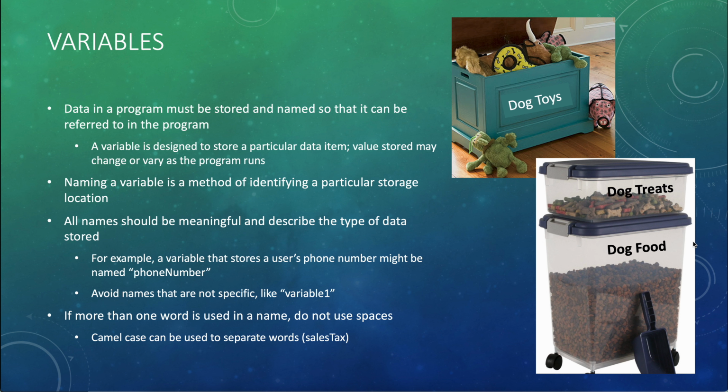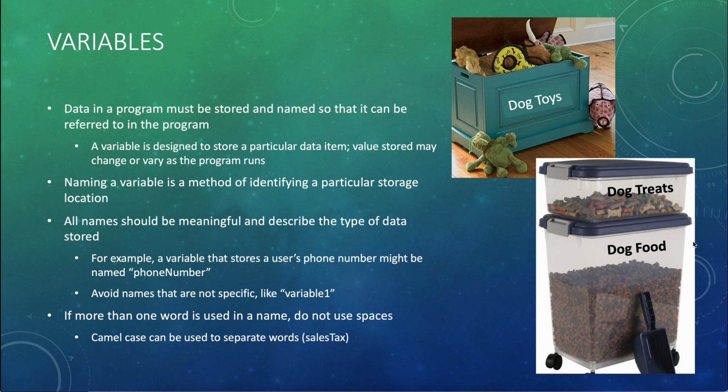But the data in a program must be stored and named so that it can be referred to in the program. So if we need to have the user input something, we need to have a name for where that data is going to be stored. So a variable is like a container. It's designed to store a particular data item, and the value stored may change or vary as the program runs.